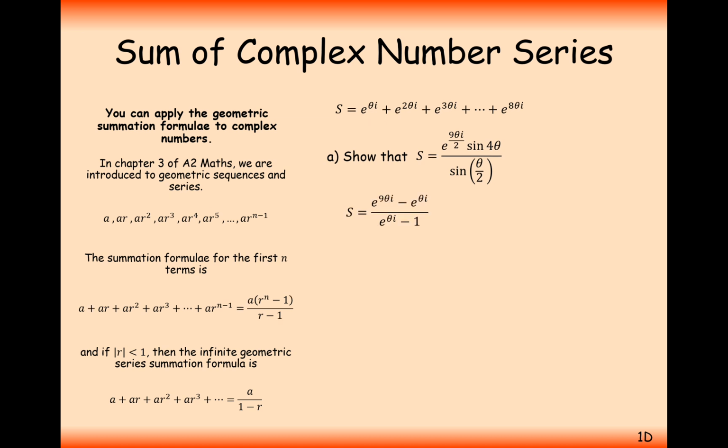Now difficult step number 2, for seemingly a random reason, but I'll show you the reason in a second, is we're going to multiply both the top and the bottom by e to the minus theta over 2 i. Let's do it and I'll show you why. So we'll do the first term first. That's e to the 9 theta over 2, times e to the minus theta over 2, that's down to e to the 17 over 2 theta i. In the second part here, we have e to the theta i times e to the minus theta over 2 i, so that's going to give us e to the theta over 2 i. Remember, we add indices in this case, and we're adding a negative number here.